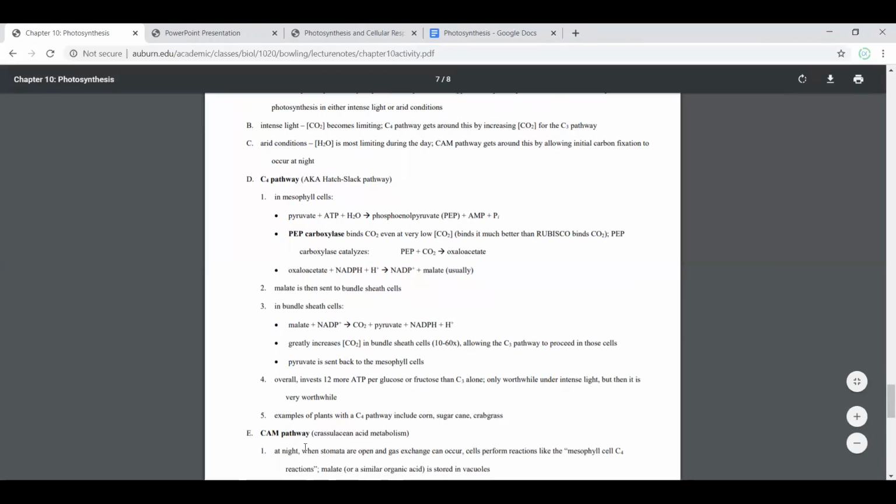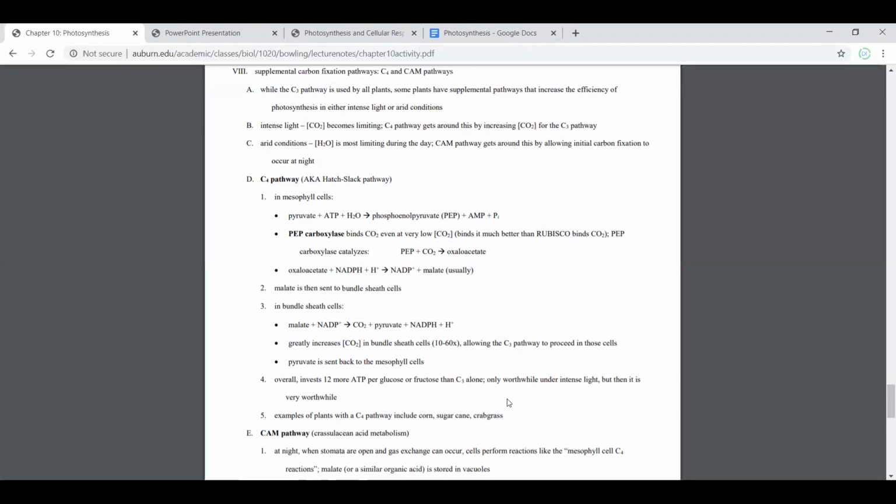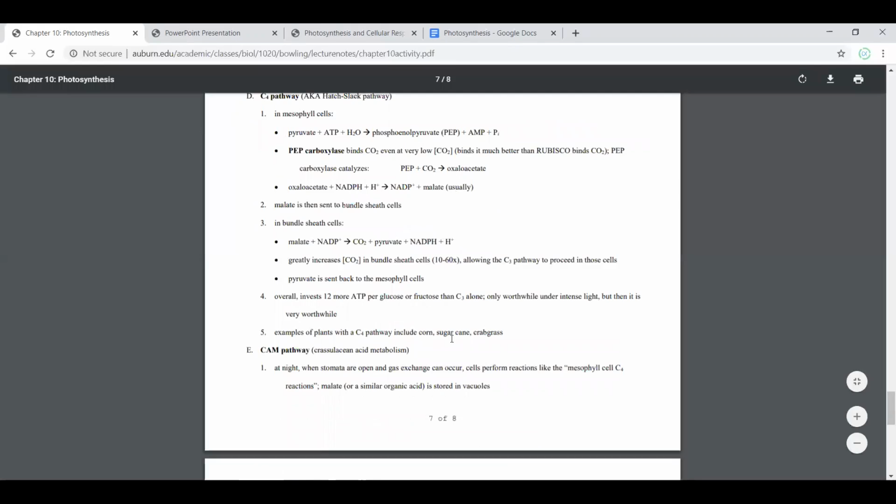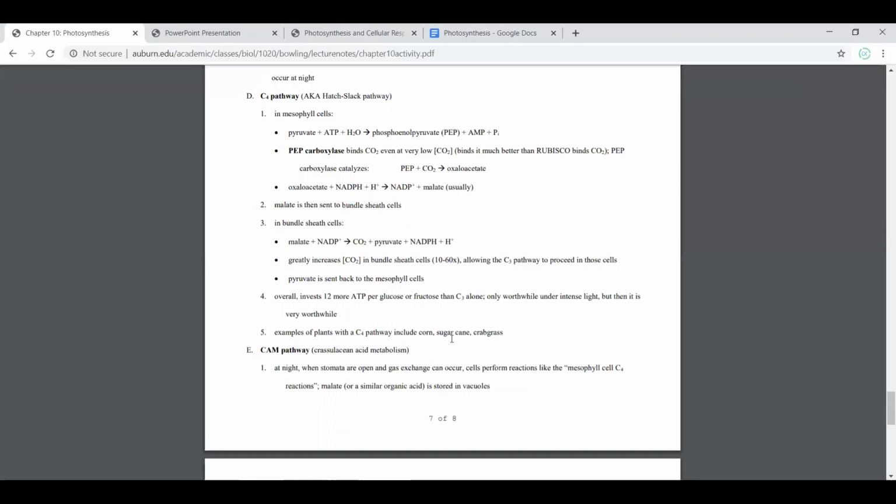The problem with this is it invests 12 more ATP per glucose that is created. So while it's not worth doing normally, it is worth it to do under high sunlight conditions or very dry conditions, because it'll allow the plant to not undertake photorespiration. And you can pretty much just think of photorespiration as a complete waste. You never want to do photorespiration. Examples of plants with the C4 pathway that we talked about are corn, sugarcane, and crabgrass. Those are the main ones.